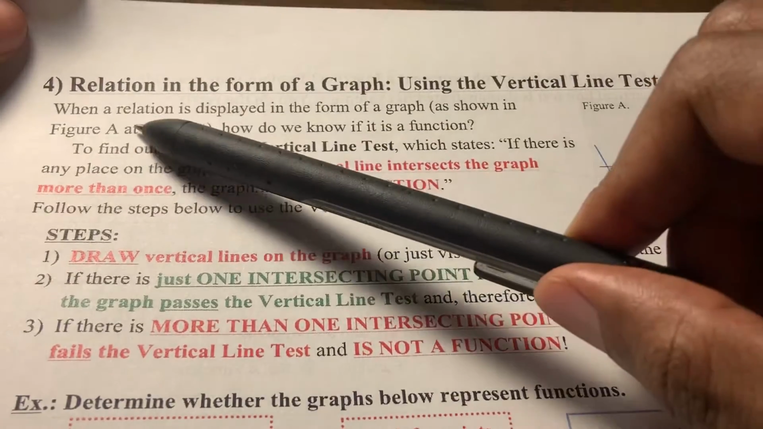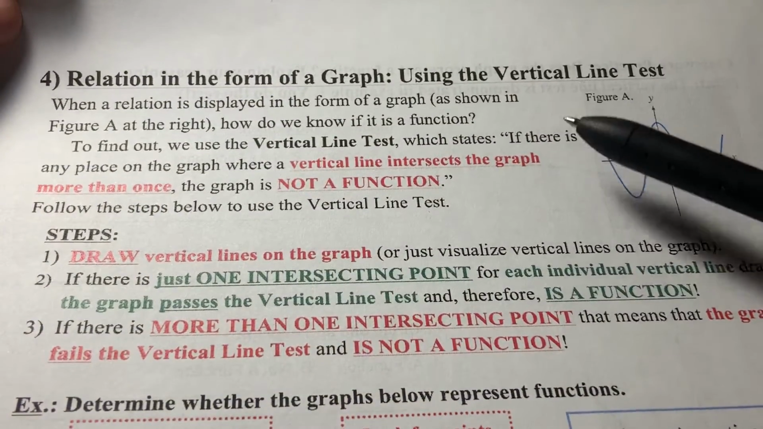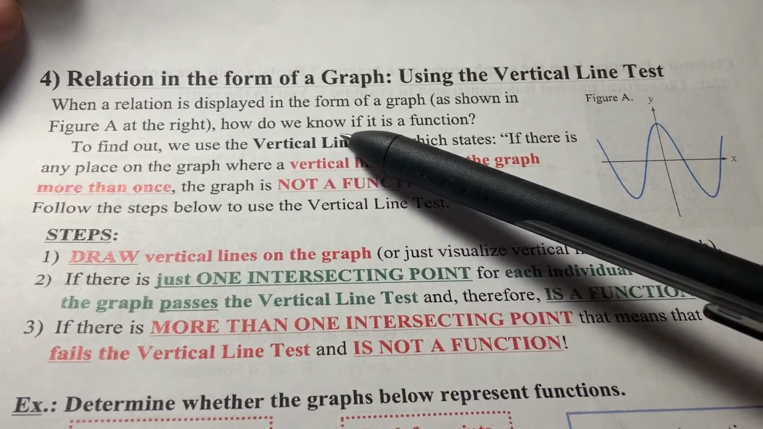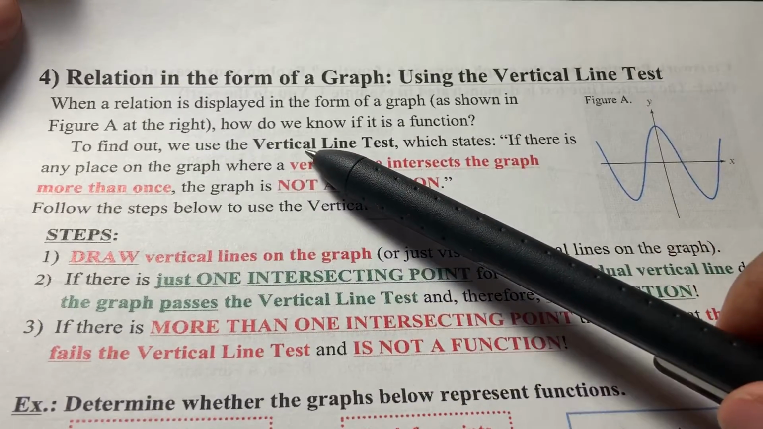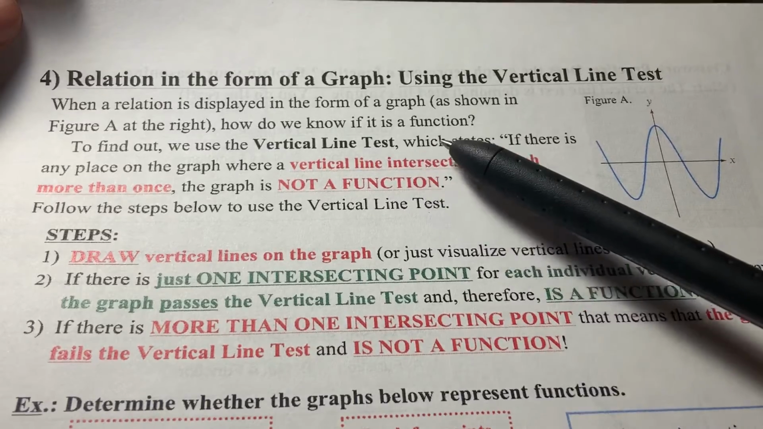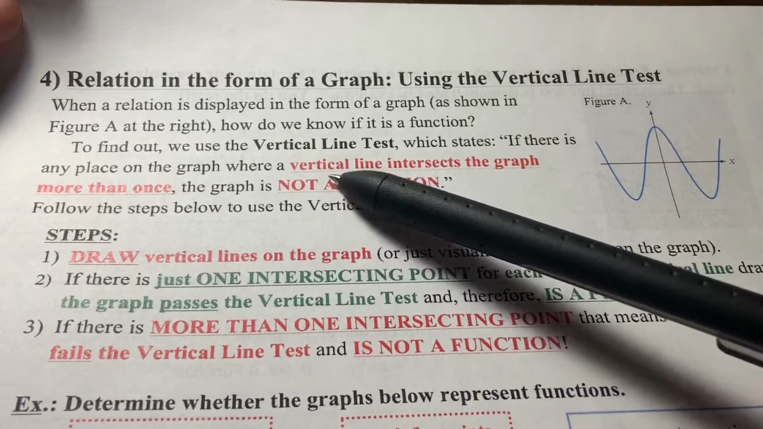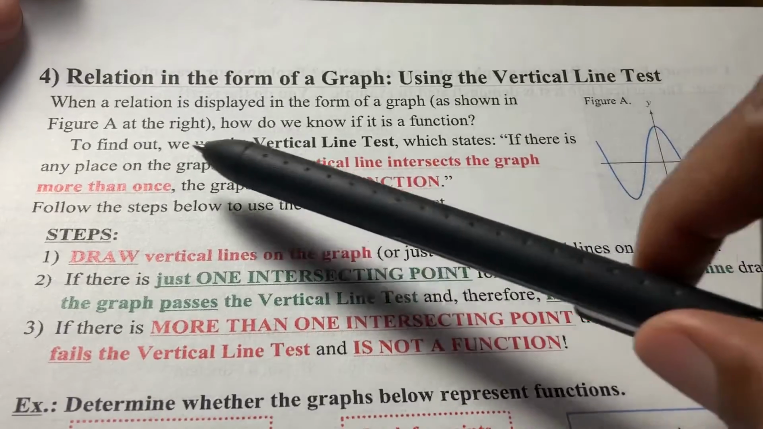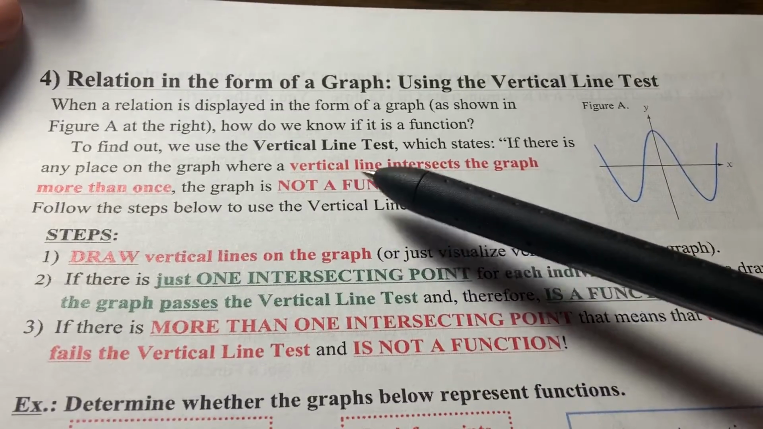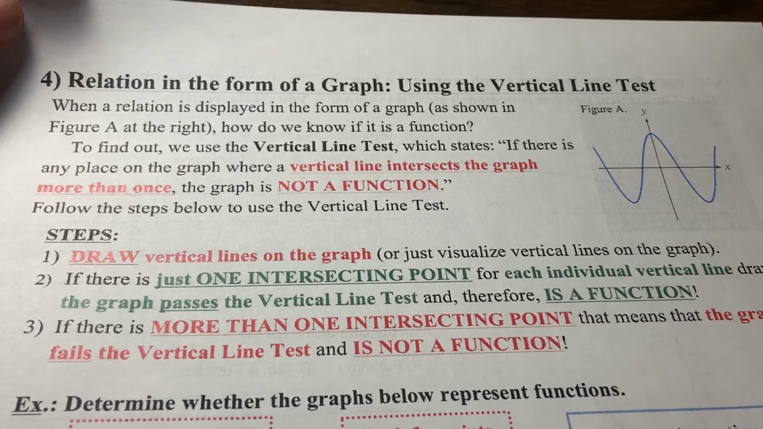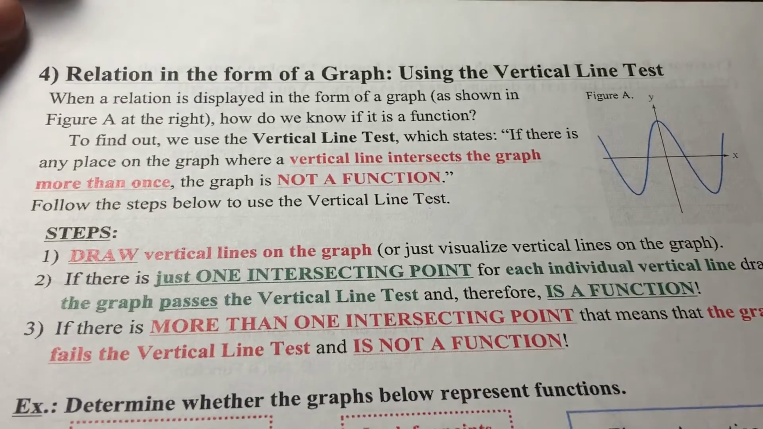It says, when a relation is displayed in the form of a graph, as shown in figure A at the right, here's figure A. How do we know if it is a function? To find out, we use the vertical line test, which states if there is any place on the graph where a vertical line intersects the graph more than once, the graph is not a function. Folks, it's that simple, okay? But once again, as always, I have steps for you. Don't worry, I have steps.